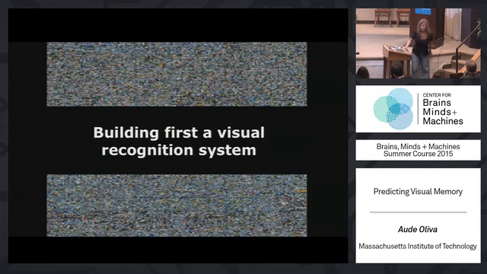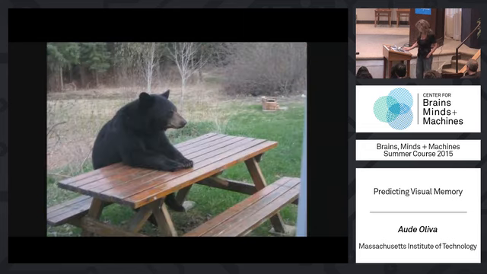So, fortunately, the field of computer vision made a lot of progress in the past couple of years. So now, we do have visual recognition systems that work pretty well. I'm going to describe them. We need, first, a visual recognition system. All right, so what does a visual recognition system need to do?